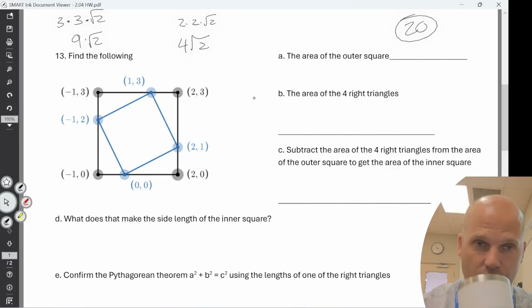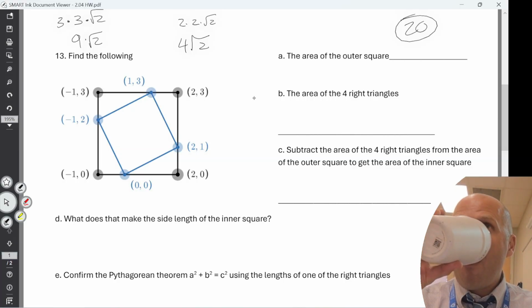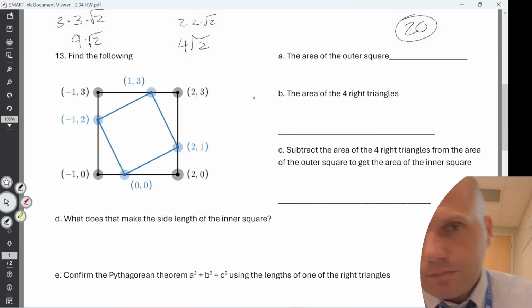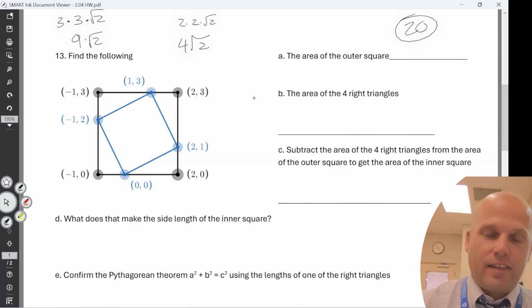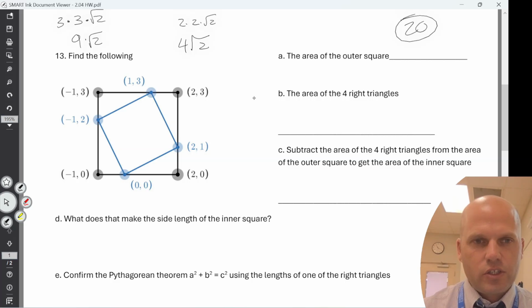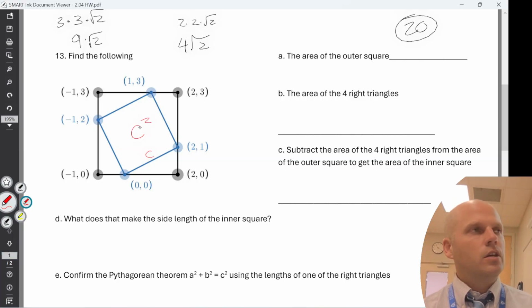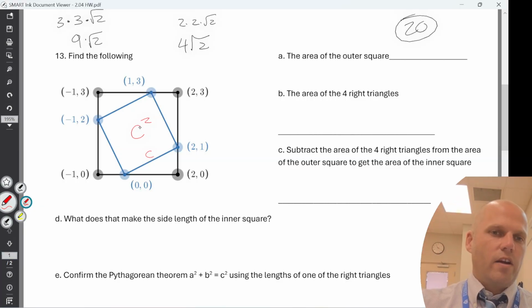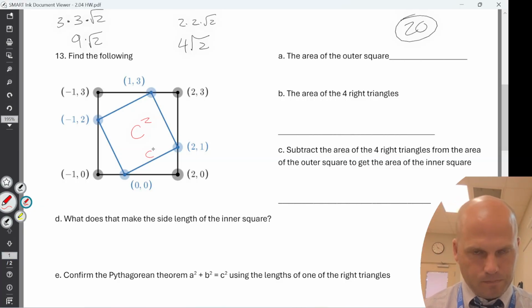All right, and then we get into the exploration of the Pythagorean theorem, which equates areas and lengths. Well, it uses areas to find lengths. We want to find the length of this diagonal here, from 0, 0 to 2, 1. And we're trying to find the area of this blue square. Well, we know it's going to be C times C, or C squared, the square's area.